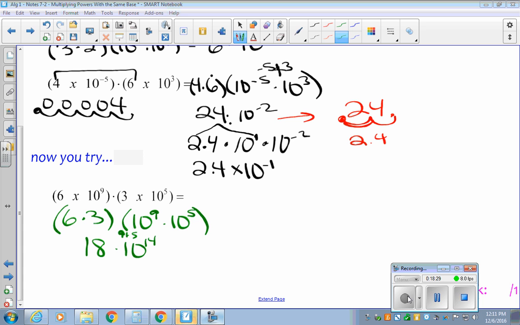Scientific notation says I can't have the decimal here. I can only have one number in the front. So I need that decimal to move and be 1.8. Just like we did here, we traded 24 with 2.4 times 10. We're going to do the same thing with 18. We're going to replace it with 1.8 times 10. So that way now we have a 1.8 and we have a times 10 to the 15.